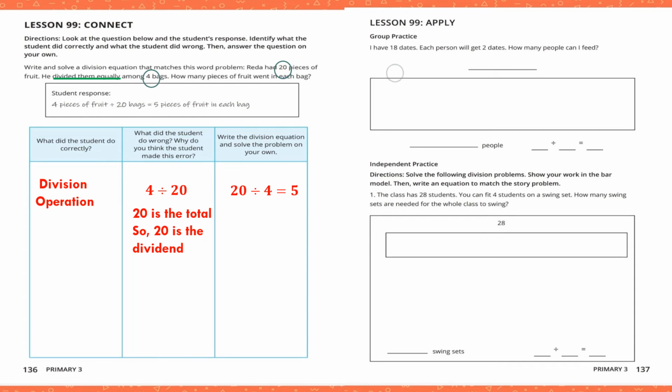So I have 18 dates and I want to divide them by 2. 18 divided by 2 equals what? Let's represent it using the bar. So we have 18 and divide it by 2. So I will divide this bar into 2 parts.